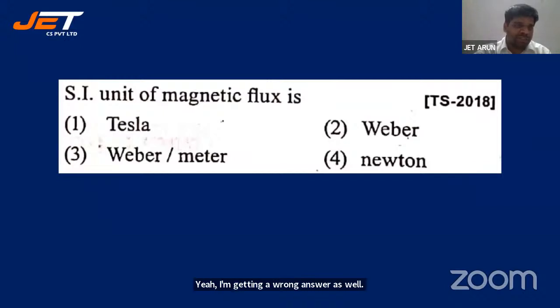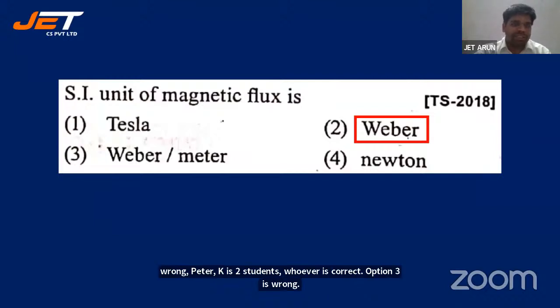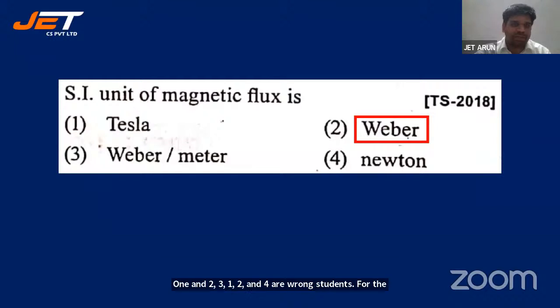Correct yourself, students. That's why I don't want to mention your name, the ones who are going wrong, but please correct yourself. I'll show the key. Key is 2, students. Weber is correct. Option 3 is wrong. 1, 3, and 4 are wrong, students. Some said 1, 2 and 3. Some also said 1 and 3. That is wrong, students. Correct yourself.